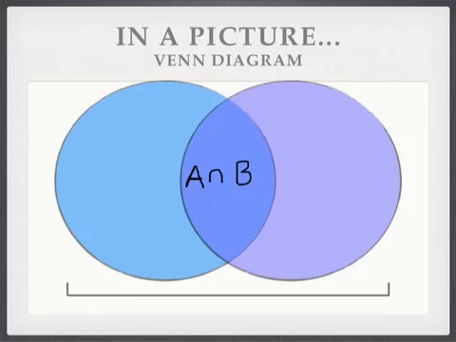The union would be anybody over here, and anybody over here, and anybody in the middle. This whole thing is the union. And your symbol for that I'm going to write down here is A, and then this is like a U. U for union. A union B. Do you get the difference between the two? I hope.